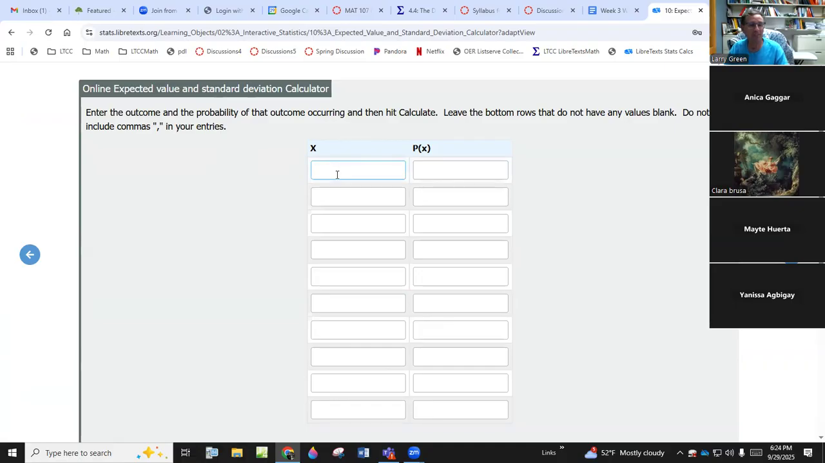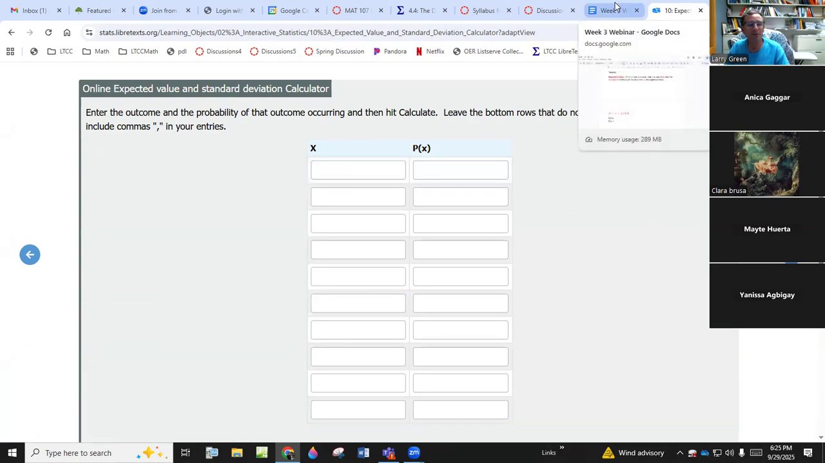It asks you to put in your x's and your p of x. It says enter the outcomes and the probability of that outcome occurring, and then hit calculate. Leave the bottom rows that do not have any values blank. Do not include commas in your entries. That's really important. Computers can't always deal with commas so well. So if it was like 12,520, don't write 12, comma, 520. Just write 12520. Does that make sense? So don't use commas in your numbers.